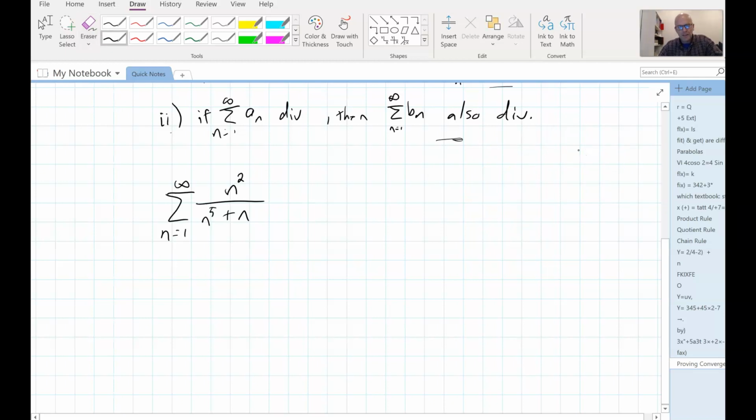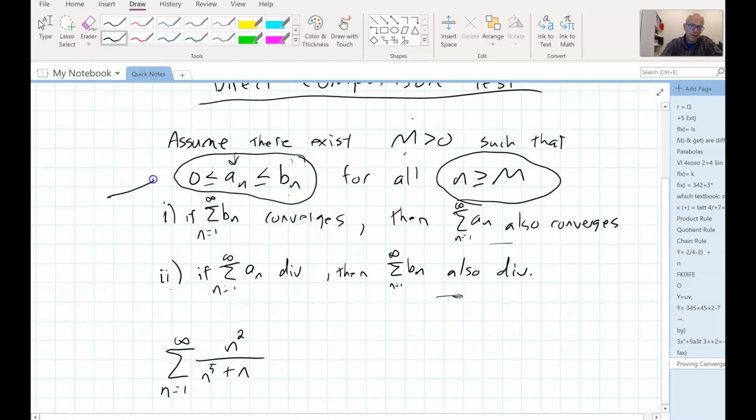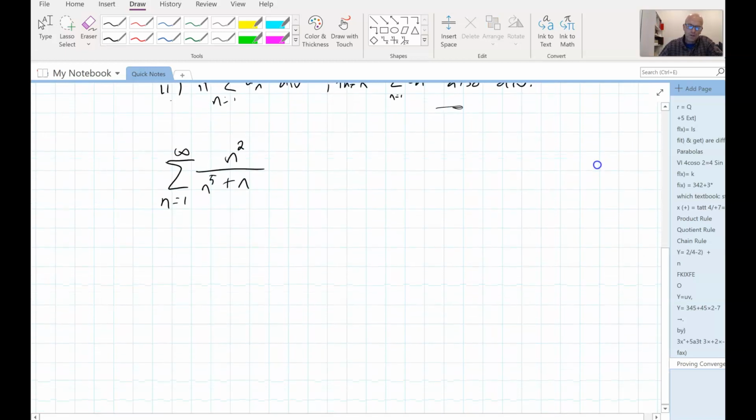So I suspect that it does converge because it looks kind of like the p-series, and that's really what the comparison tests do: you pick a series that looks kind of like a known series, and then you make a comparison. So remember, in the comparison test, I need to establish this thing here. As a part of my proof, the first thing I need to do is establish my a sub n. So I'm going to say my a sub n is the sequence associated with the given series. So a sub n is n squared over n to the fifth plus n.